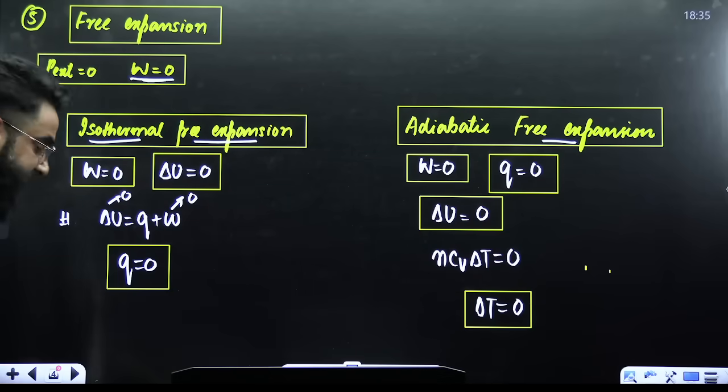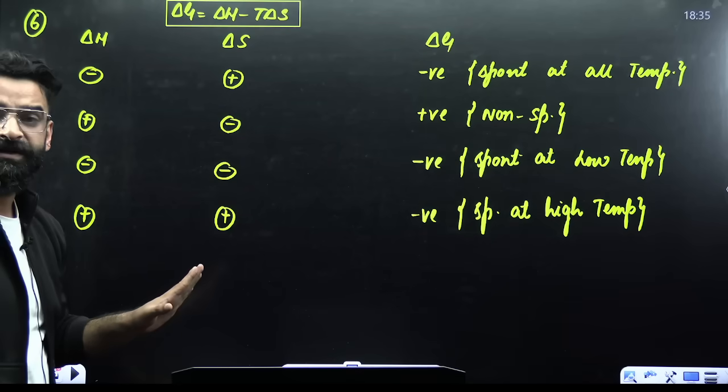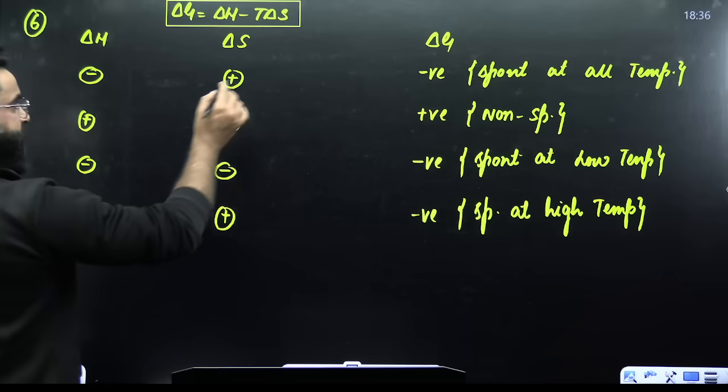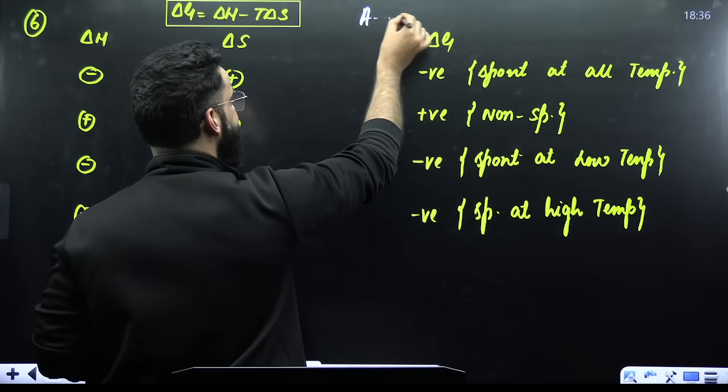One more short question that can be asked. Similarly, this is one more table, my dear students. Perfect. From which a question can be asked. If you have any process, for example, A gives B. Let's say we have got a reaction, A gives B.